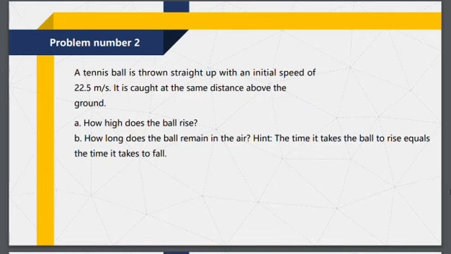Let's identify first the given. We have 22.5 meters per second as our initial velocity, and since the object is in motion, it decelerates and stops. That gives 0 final velocity. Also, we have an acceleration that equals the value of gravity, 9.8 meters per second squared.